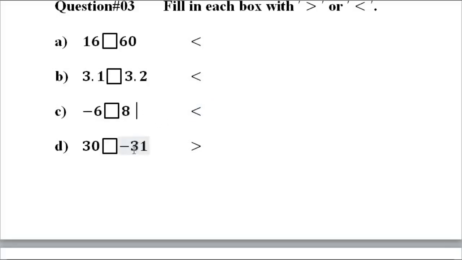The fourth part is positive 30 and negative 30. Since positive numbers are always greater than negative numbers, therefore, positive 30 is greater than the negative 30.